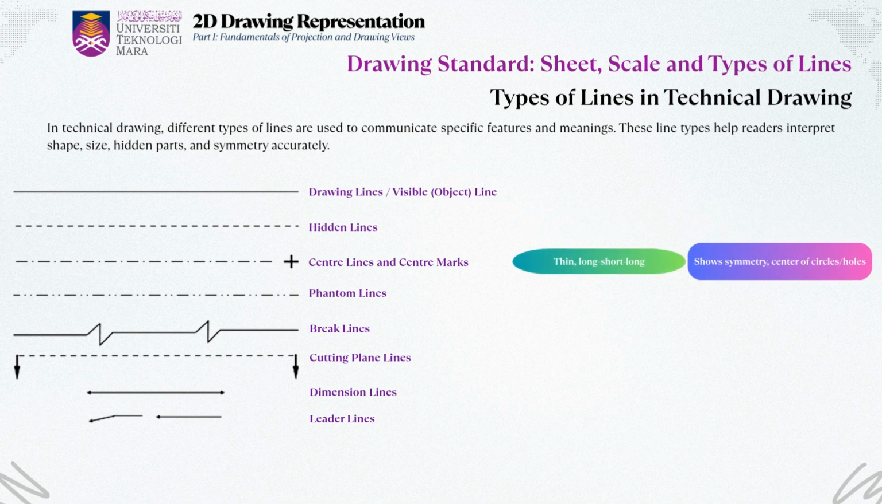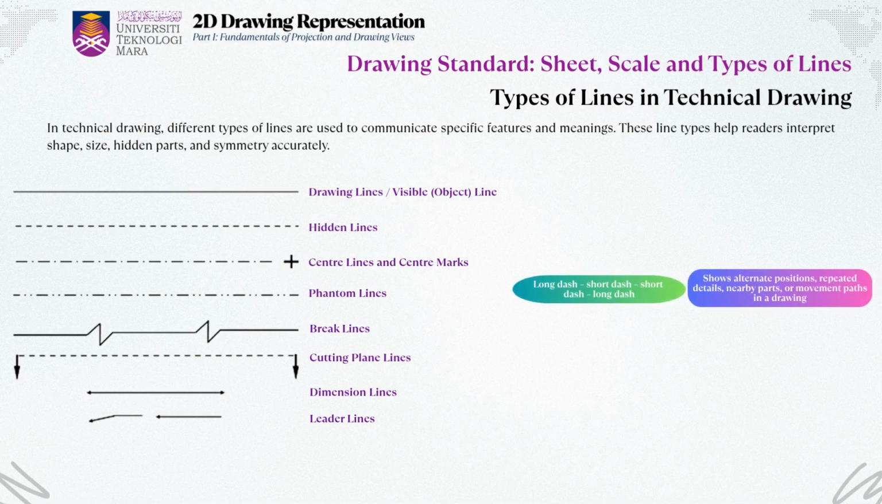Then we have the center line, which looks like a thin line with long and short dashes. This line shows symmetry in the center of things like holes or cylinders. You'll also see it used to mark the axis of rotation or middle point of circles. The phantom line is made up of a pattern like long dash, long dash. This line is used to show alternate positions or movement, for instance, if a door swings open or a part shifts back and forth. It's useful in motion studies or exploded views.